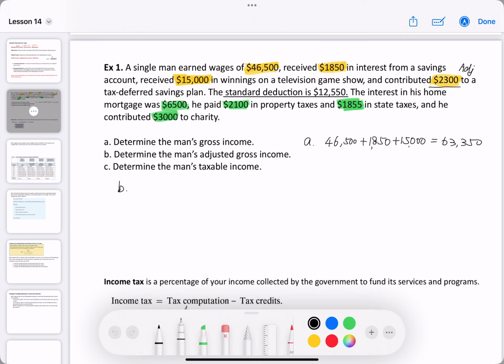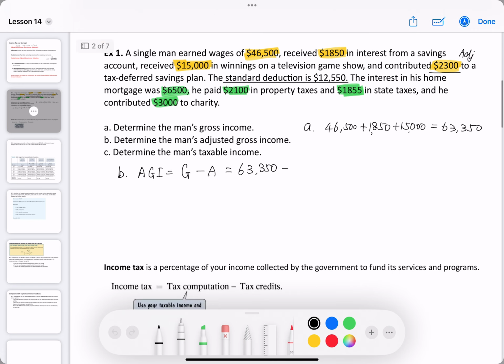Okay, what is part B? Determine the man's AGI, adjusted gross income. What is the formula? I'm using the gross income minus adjustment. So what is the gross income? From part 1, 63,350 minus the adjustment. We highlighted the adjustment, which is the money 2,300 deposited to the tax deferred saving plan, 401K or IRA.